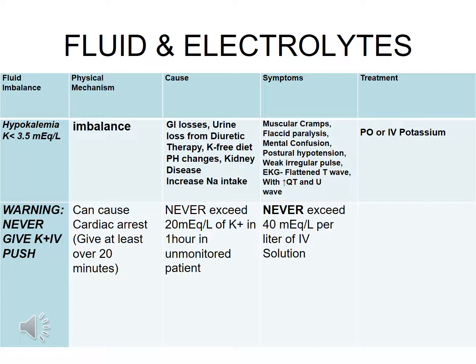They'll have weak, irregular pulses. They'll have EKG changes in T waves, QT waves, and U waves. The treatment for this is we always go with PO first. We try to take care of that first before we give them IV potassium, because potassium is very irritating to the skin. If we give potassium, we're going to use a smaller IV catheter, such as a 22, so that way we can dilute it down with the blood volume the individual has.